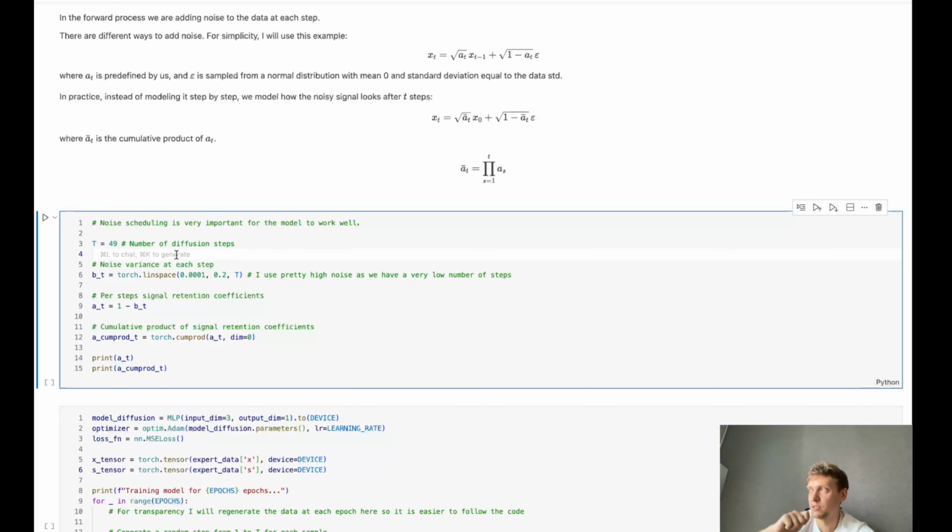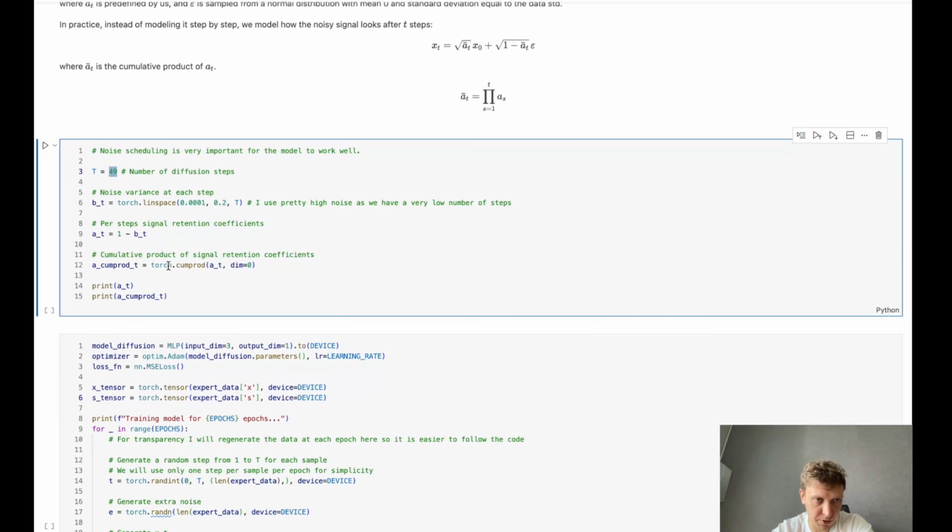So it's like 49 steps of adding or removing noise. It's 49 because it's nice to plot in the end. If we add the original noise plus 49 steps, we'll get 50 of them, and it nicely fits into the grid. So this is the only reason why I use 49. But it's more than enough for this particular problem.